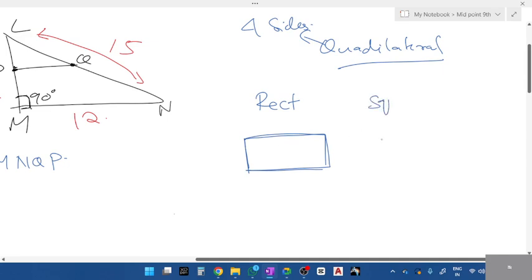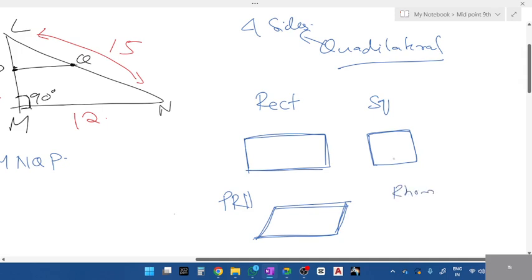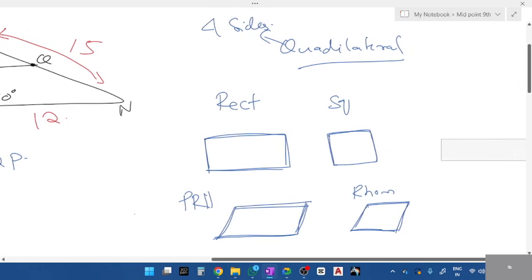Next we have square. What is a square? All four sides are equal. Next we have parallelogram. A parallelogram is similar to a rectangle. Opposite sides are equal, but the figure is not straight. It is slanting. Can you see? Same goes with rhombus. Rhombus is similar to square. All four sides are equal. But is it straight or slanting? It is slanting. So these four are one group.